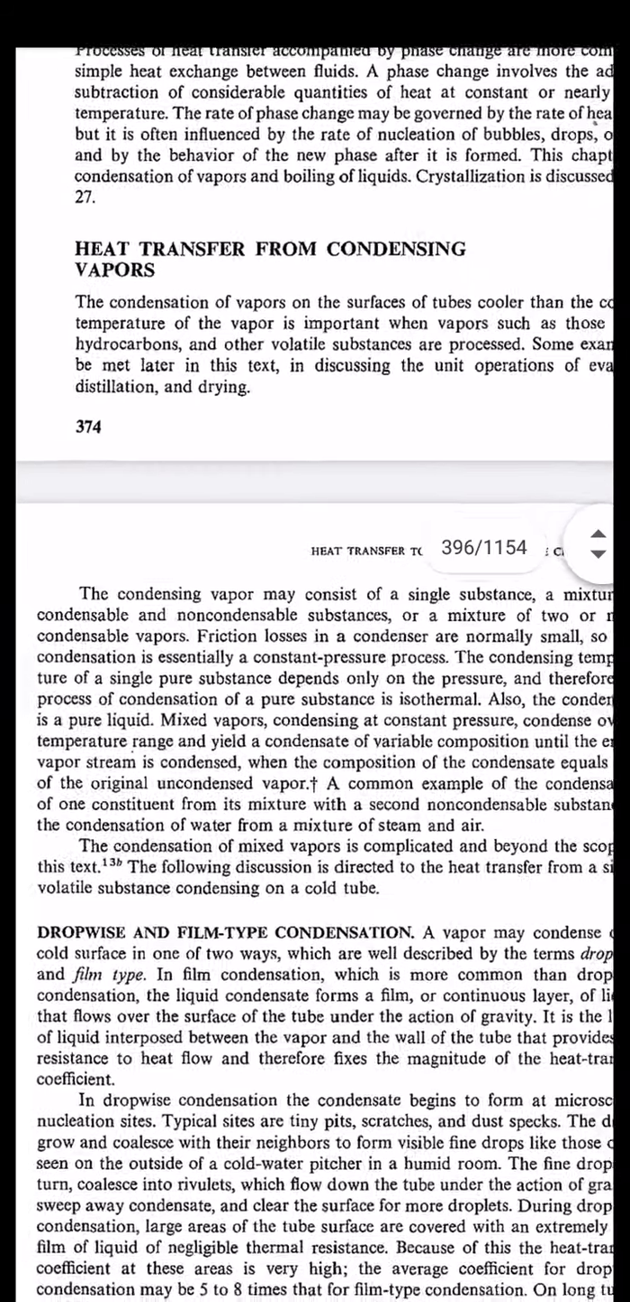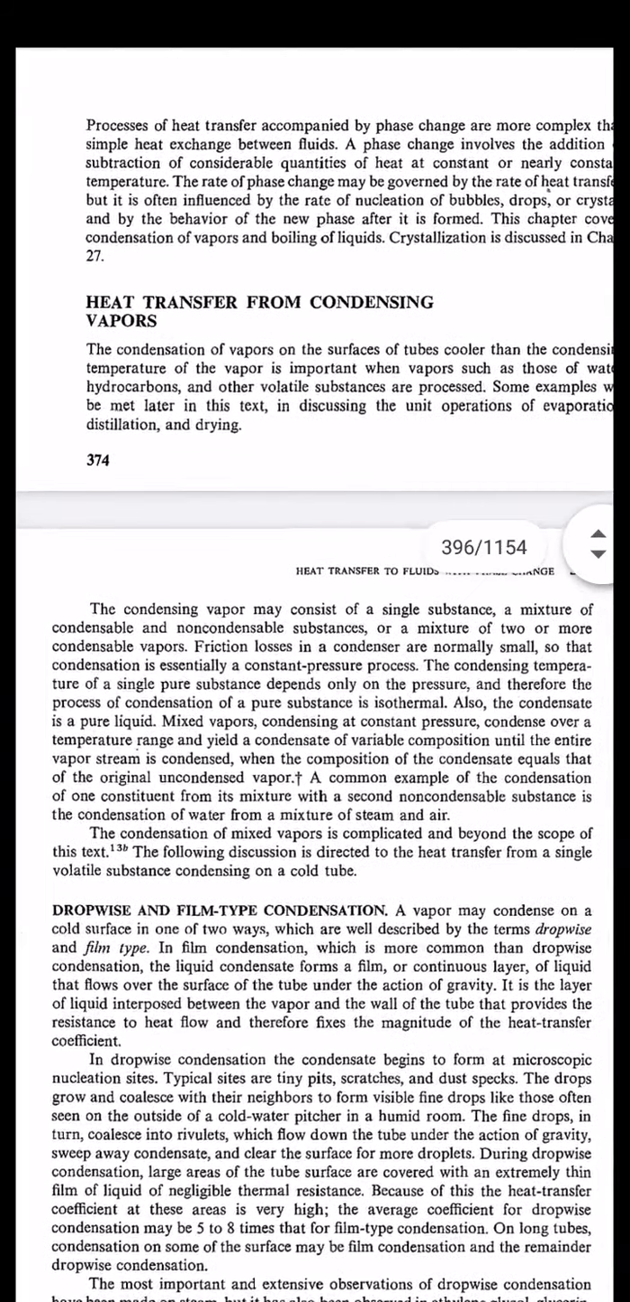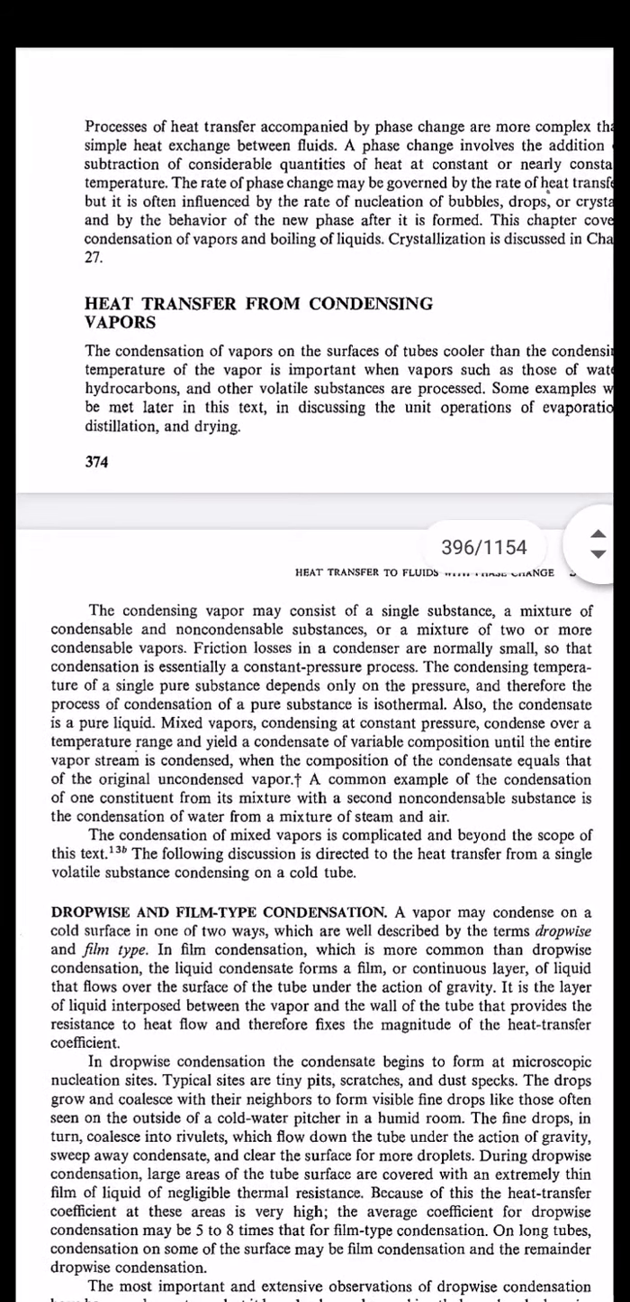So basically whenever it is a mixture of two or more condensable vapors, then it again becomes a very critical issue. Now friction losses in a condenser are normally very small because the flow of fluid is such that friction is not going to occur. So it totally depends upon the pressures of both streams, the tube side as well as the shell side.